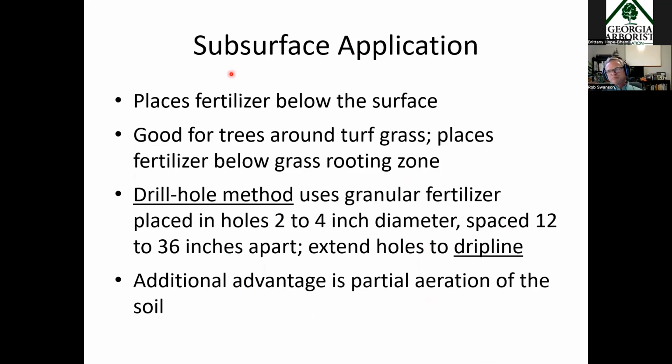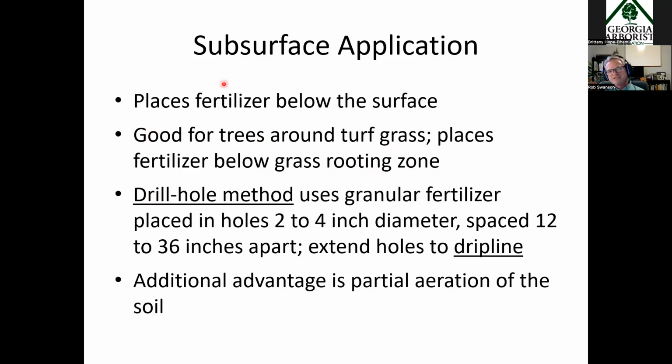We like to do subsurface applications, because a lot of our trees are around turf areas. If you have a tree that's growing in the turf, you don't want to put down 4 or 5 pounds of nitrogen per 1,000 square feet in a turf environment, which only likes about 1.5 pounds of nitrogen per 1,000 square feet. So you could wind up burning turf. One way to get around that is to do some subsurface application. This places the fertilizer below the surface. It's good for trees around these turf areas and places the fertilizer below the grass roots. Maybe, maybe not, but that's what we'll say for the exam.